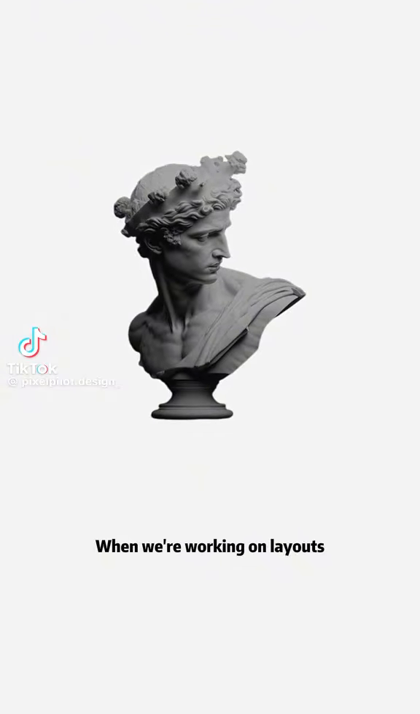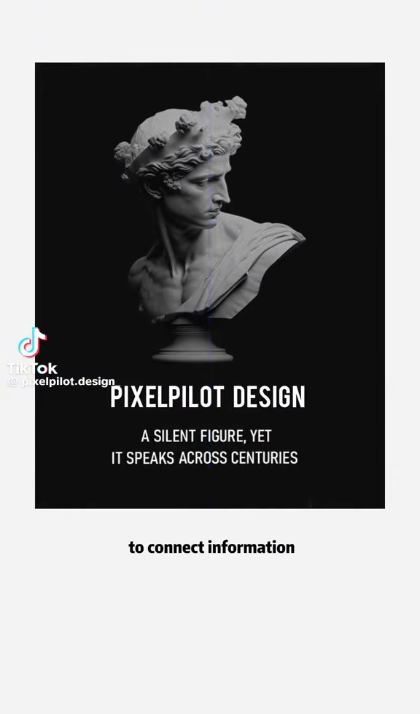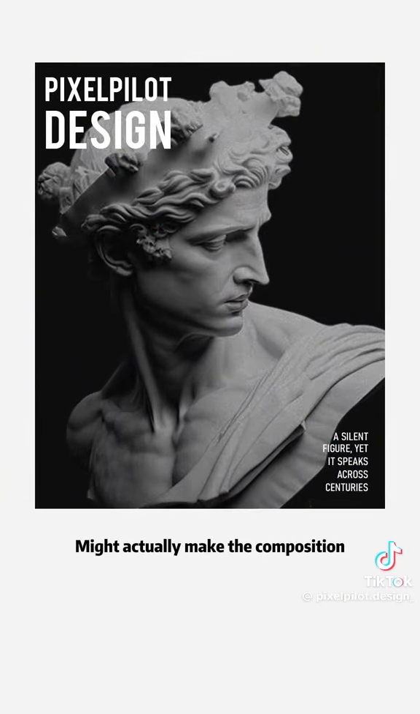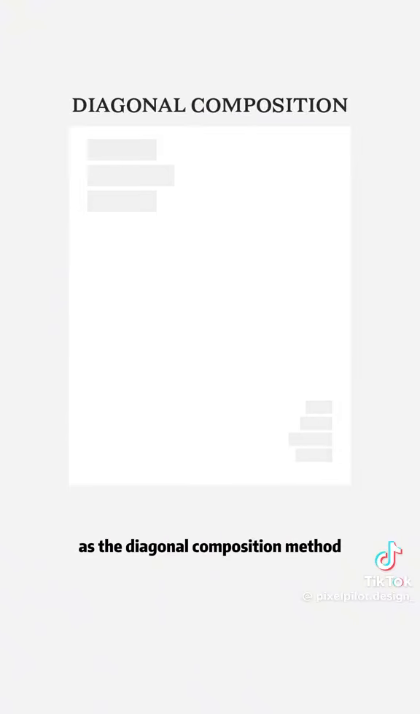When we're working on layouts, we often think first of using a vertical line to connect information. But have you ever considered that a diagonal line might actually make the composition flow more smoothly? This is what's known as the diagonal composition method.